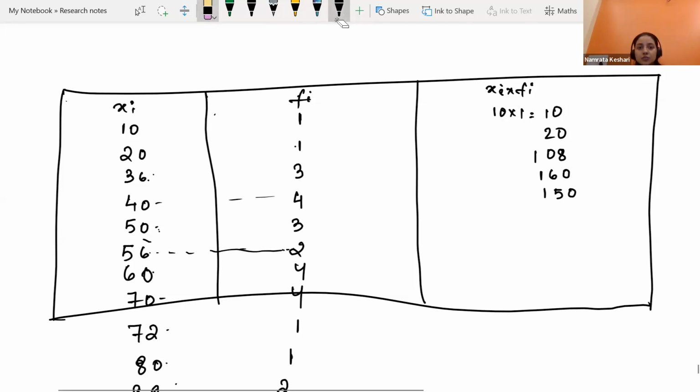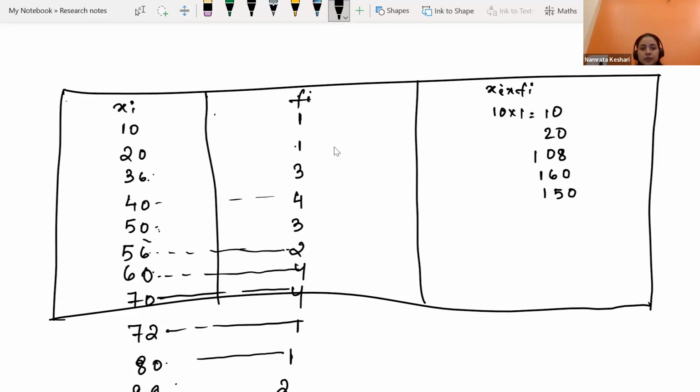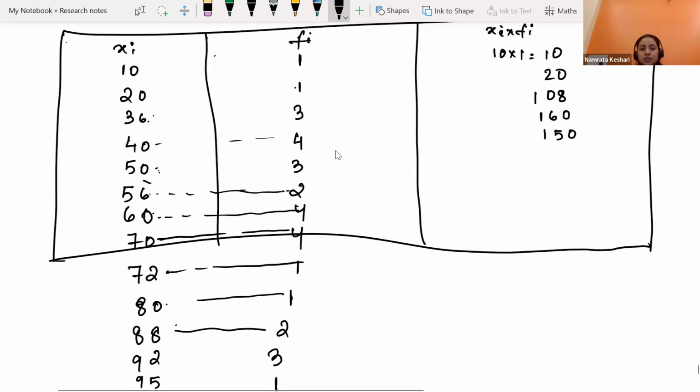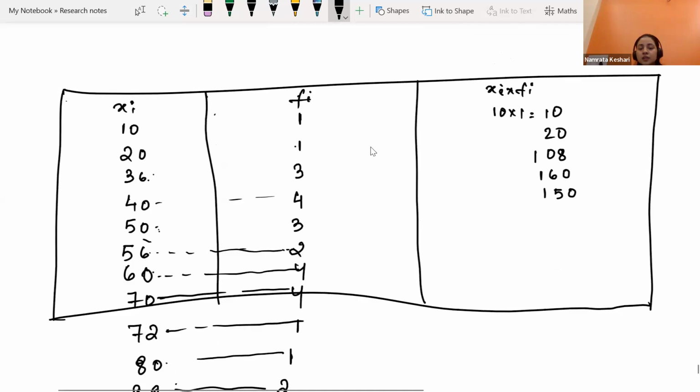Okay, let me make the line so that we will not get confused. 60 with 4, 70 with 4, 72 with 1, 80 with 1, 88 with 2, 92 with 3, 95 with 1. So 132, right? No, 112. This 56 with 2 we are doing. 6 twos are 12, and 5 twos are 10, so 112. Now then 240, right? Then 280, then 72, then just 80.